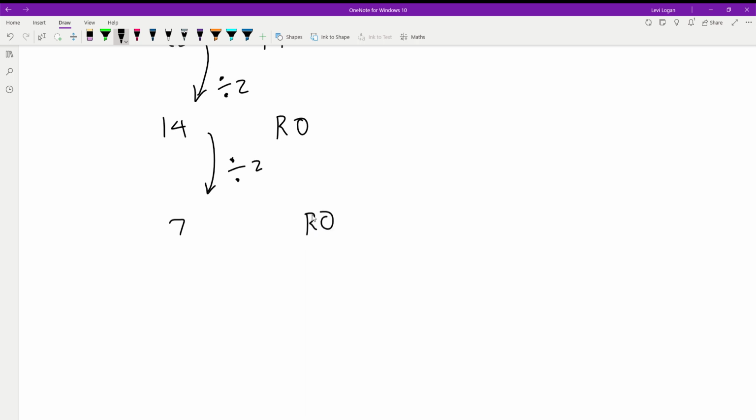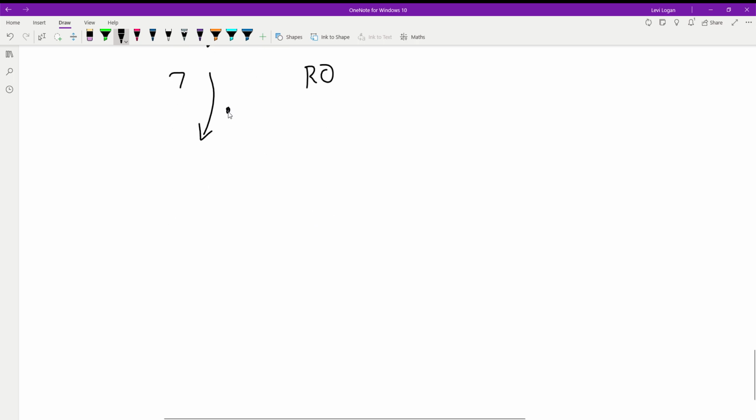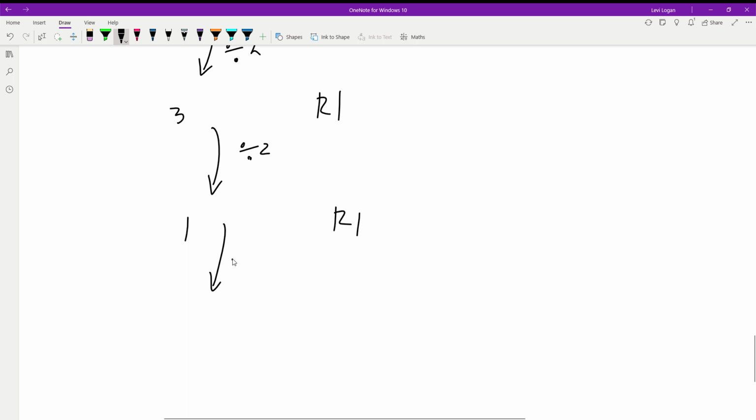Then you go 7 divided by 2 gives you 3.5. So what you're going to write is 3 remainder 1. 3 divided by 2 gives you 1.5. So what you're going to write is 1 remainder 1. And 1 divided by 2 gives you a half. So what you're going to write is 0 remainder 1.